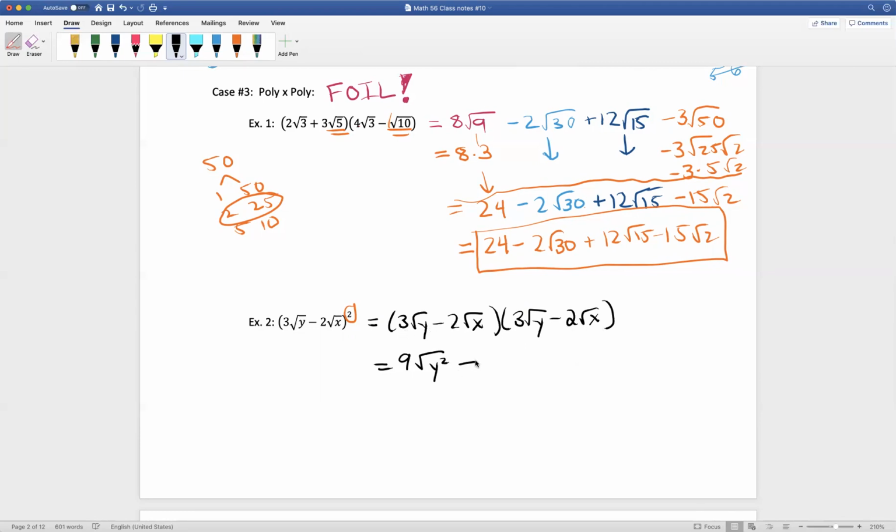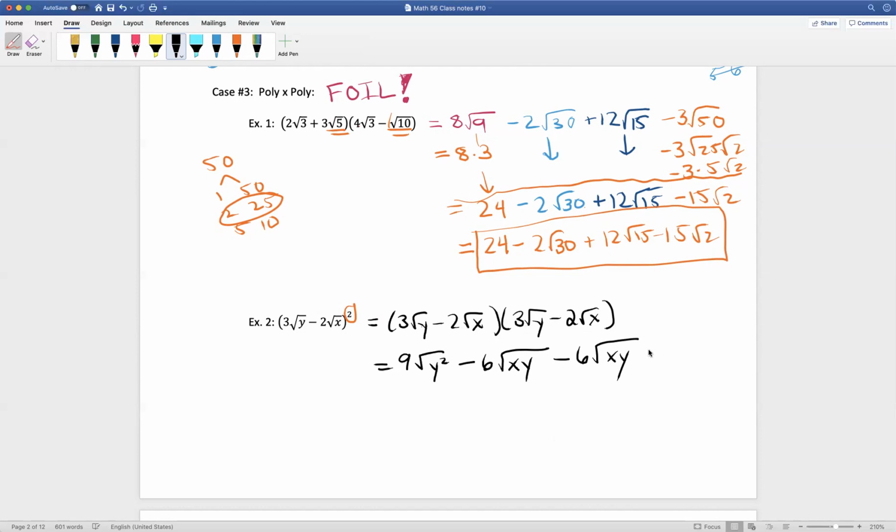Outer two: 3 square root of y times 2 square root of x. So it's going to be a minus here. 3 times negative 2, positive times a negative is a negative. 3 times 2 is 6, square root of yx, or xy? I'm just going to put it in xy. I just like to see x first. It makes me more comfortable. Let's take a look at the inner two: negative 2 times positive 3, again radical xy.